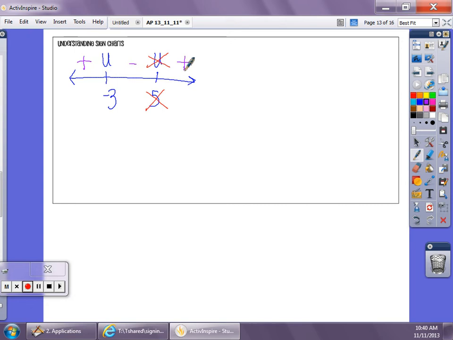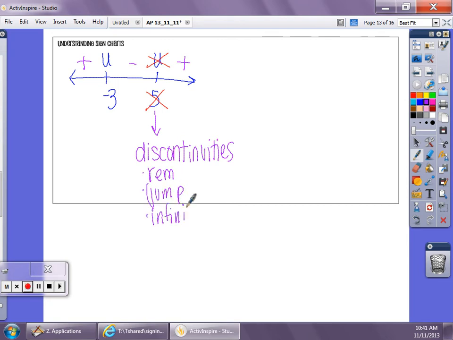What's happening at 5? Why did I cross it out? What do I make you guys actually cross out? Discontinuities. So what is your mind thinking about? We already went through them. Removable, jump, infinite, oscillating, that weird one we don't really talk too much about. That's what your mind's thinking about. So is it possible for this 5 to ever be a maximum?